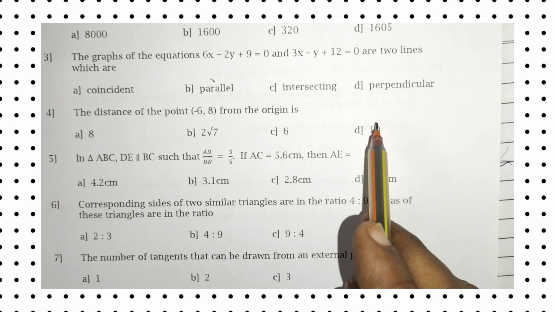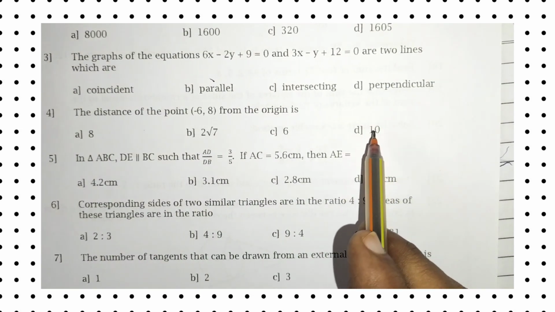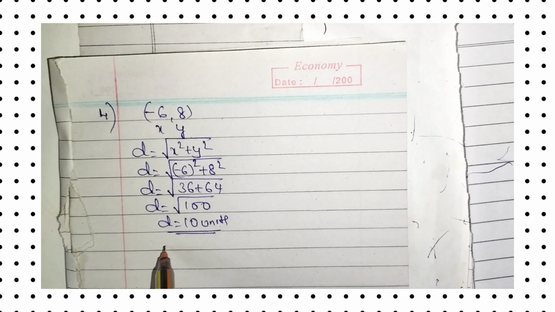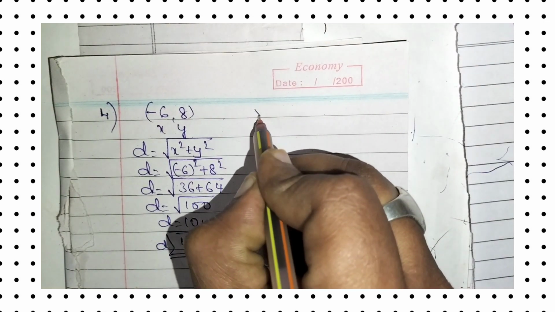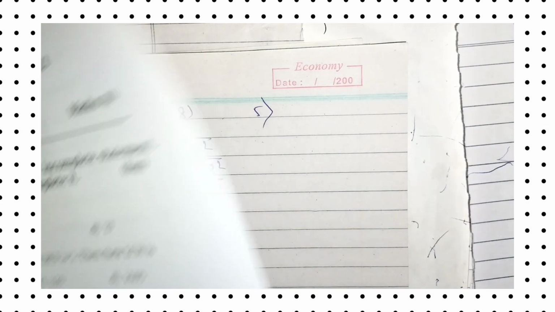So 10 units, option D. Option D, 10 units. So 10 is the answer. So now let us move to question number 5.